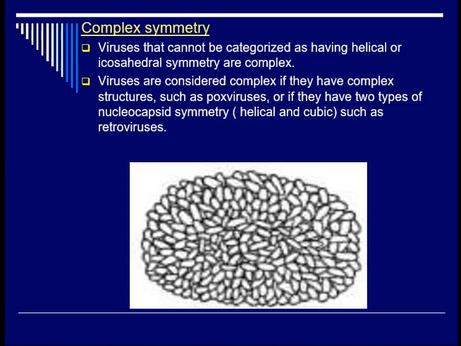The poxviruses cannot be categorized as having cubic or icosahedral symmetry, or cubic or helical symmetry, or in the case of retroviruses, having the helical and the cubic symmetry at the same time. The picture represents the poxvirus with complex nucleocapsid symmetry.